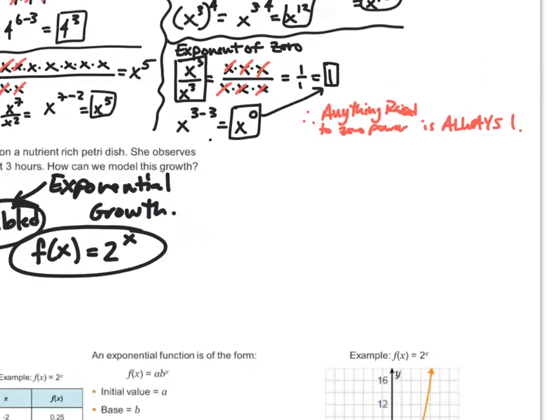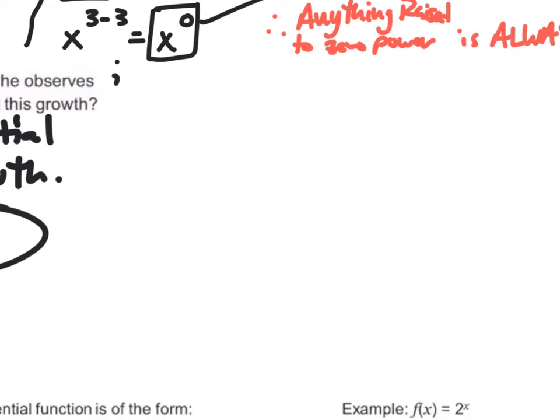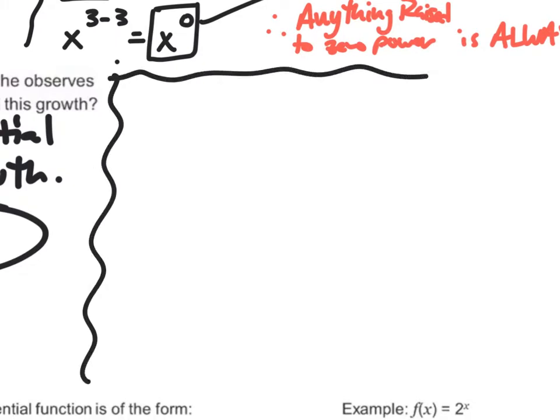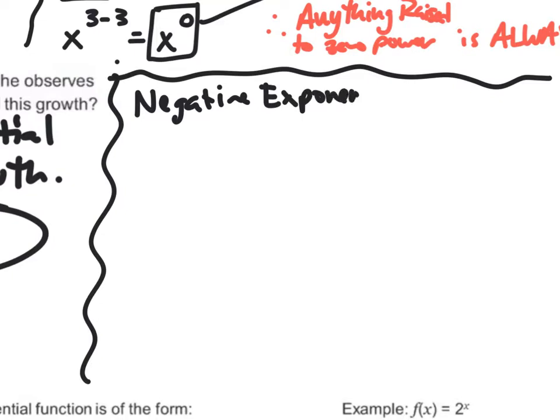Let me do that down over here. Hopefully we got some room. Let's talk about negative exponents real quick. Let me introduce that. Let's just say you have x to the third divided by x to the seventh.